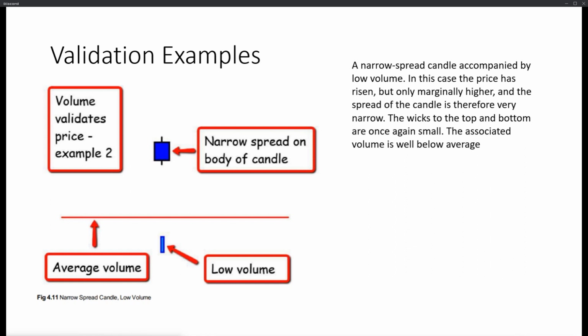That means it matches. So you did not get, for low volume, a big candle, but you got a narrow candle body and a low volume. So here, this is still validated. It's just the candles are much smaller than from the previous example. Okay.